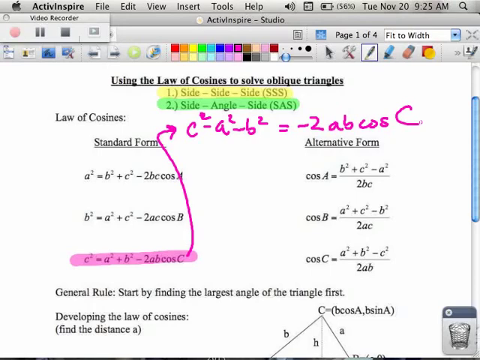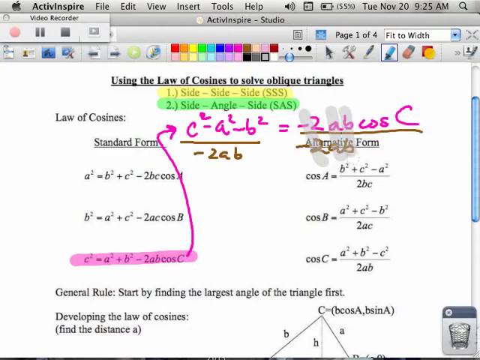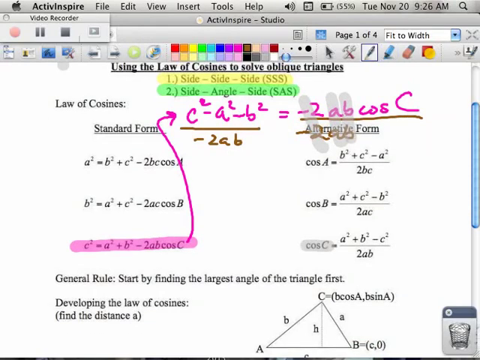Then, I don't want that negative 2ab over there, so I divide everything by negative 2ab. And you notice that these negative 2's, a's, and b's are gone, and I get the cosine of c, which I see in the bottom right-hand equation. But the only difference is, when you look at that bottom right-hand equation, what you'll notice is that the 2ab on the bottom is positive, but in the brown, mine's negative.